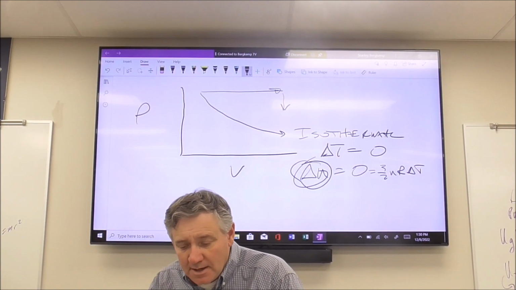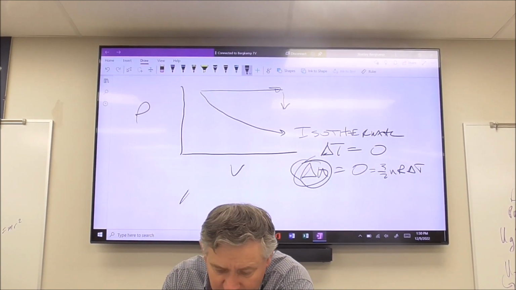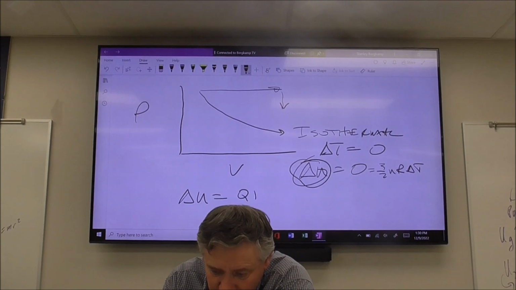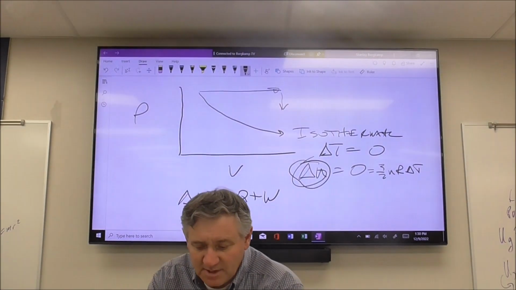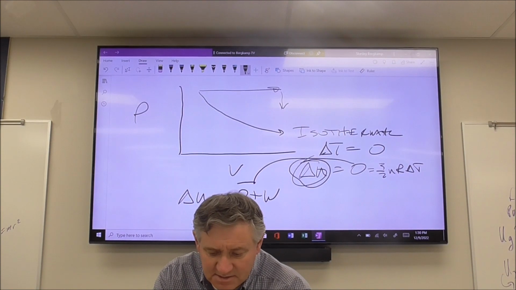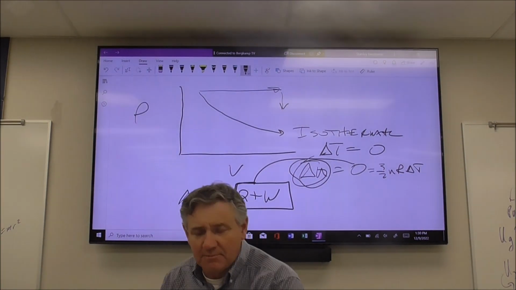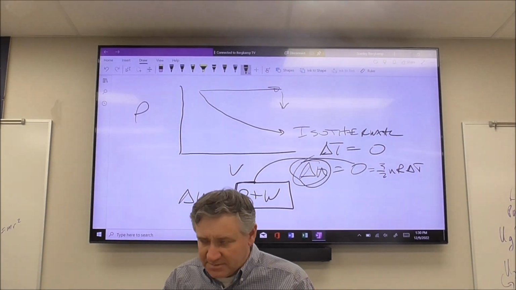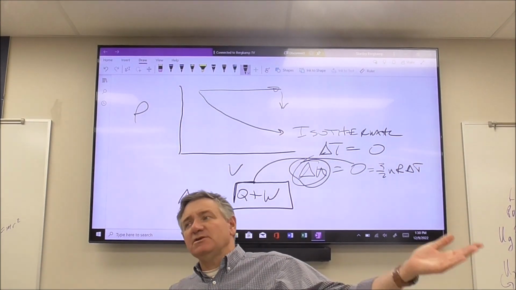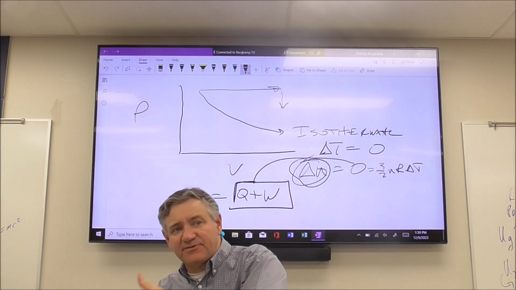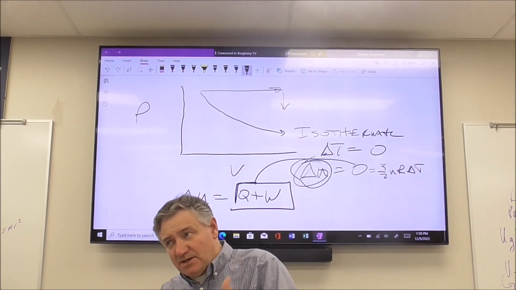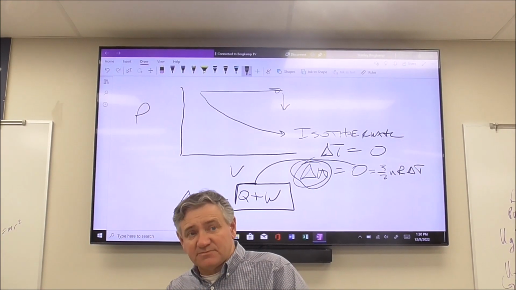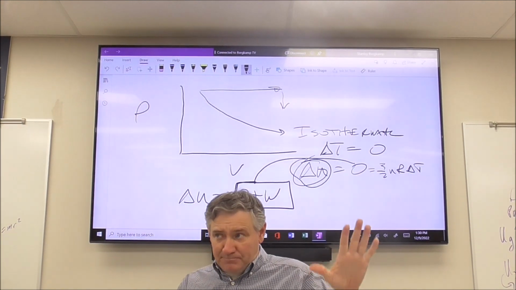Okay? Now, delta U also equals Q plus W. So if delta U equals 0, that means Q and W have to be equal and opposite. If Q is positive, energy is flowing into the system. If Q is negative, energy is flowing out of the system. If work is positive, volume is getting smaller. If work is negative, volume is getting bigger.